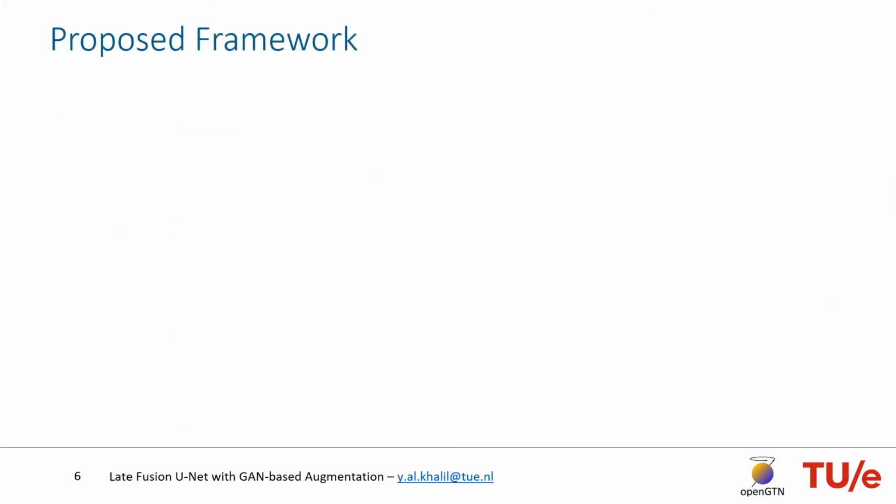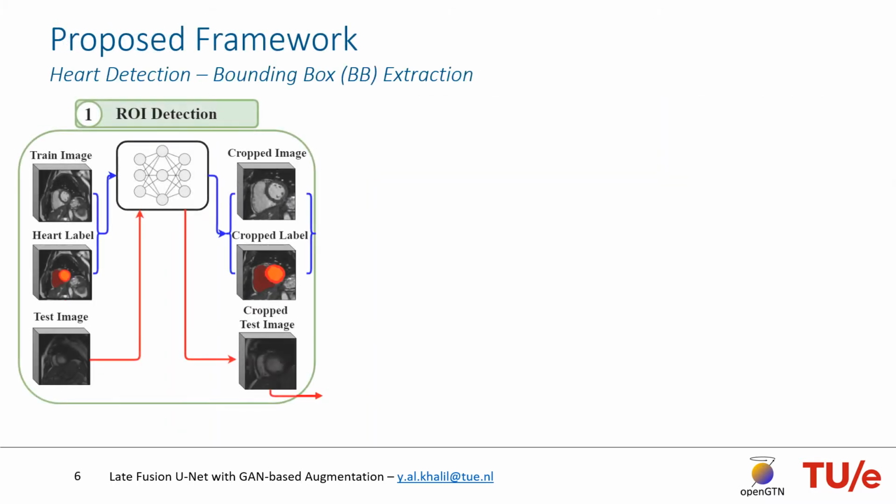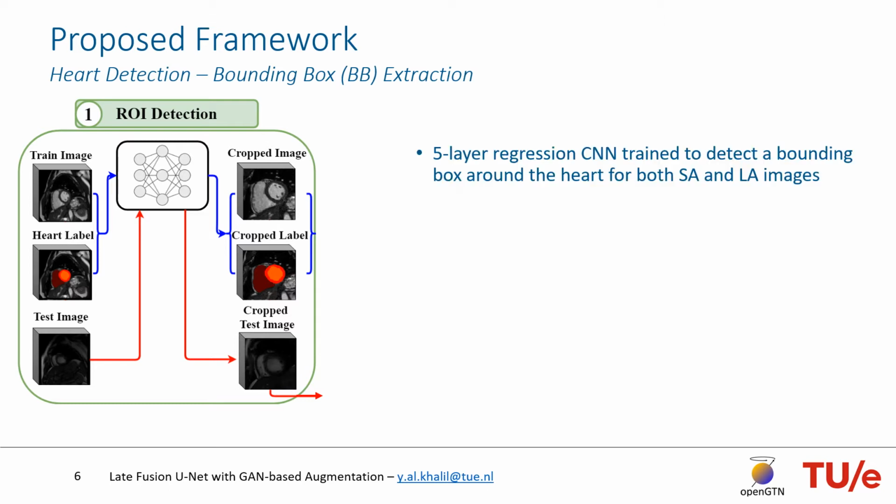The first stage of the proposed pipeline consists of automated heart detection, where a bounding box is detected that surrounds the complete heart in short axis and long axis images. The detected bounding box is used to crop the input images for training the segmentation and synthesis as well as at inference time. The network is trained by computing the smallest bounding box from the available labels that fits the entire heart in the field of view.